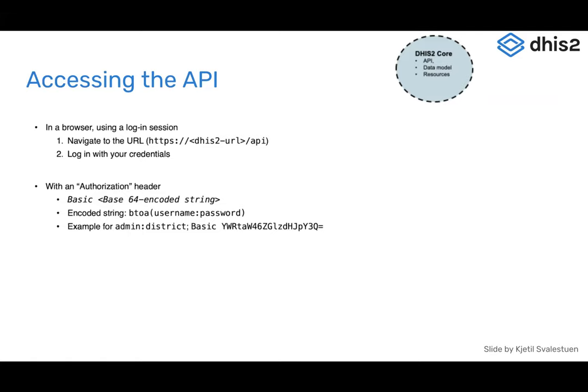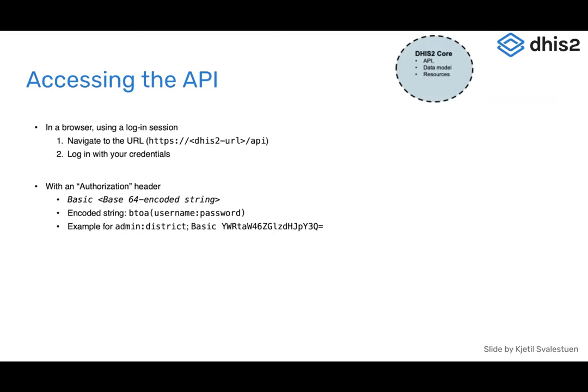To access the API, obviously you need a session. So in a browser, you can log into the URL of your DHIS2 instance. You log in with your credentials, it sets a cookie in your browser, and then you can just browse the API using GET requests from your browser, just like normal. So we'll get into how to do that in a minute.